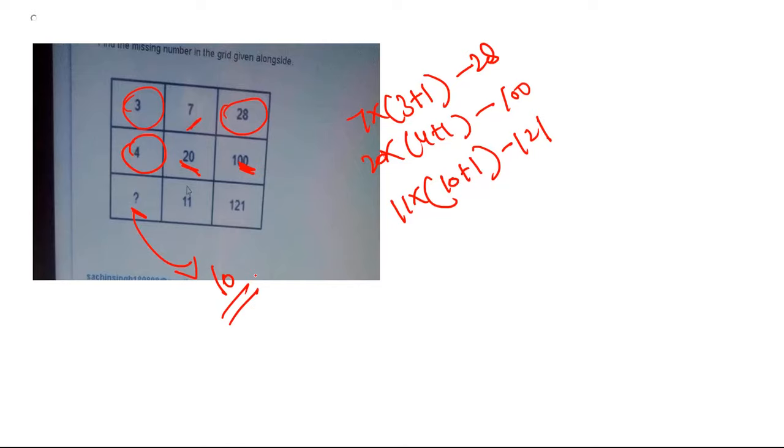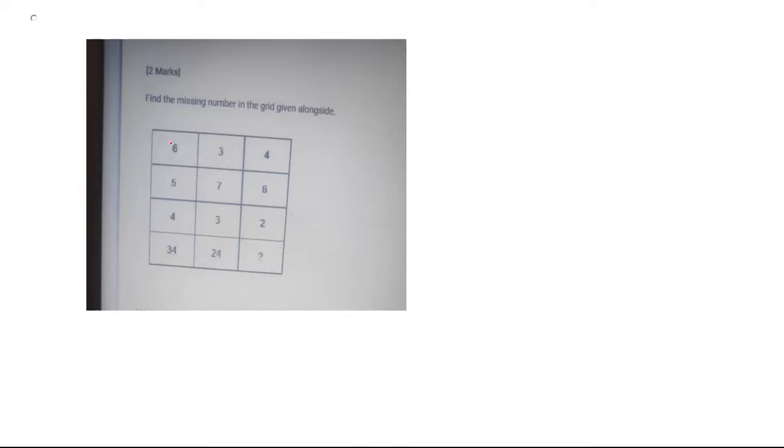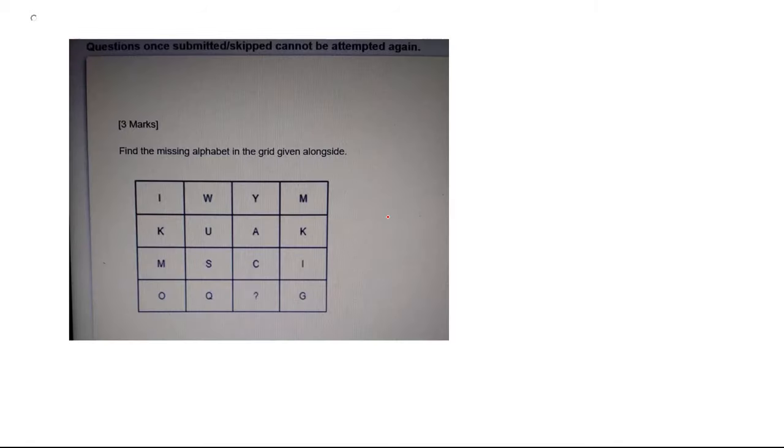Let's see our next question now. So this is our next question. Let's see what we are doing here. So see, that is also very easy. We are doing 6 into 5 is 30, and 30 plus 4 will give you 34. Similarly here 3 into 7 is 21, and 21 plus 3 will give you 24. 4 into 6 is 24, and 24 plus 2 will give you 26. So at the place of question mark, we'll have 26 as the answer.